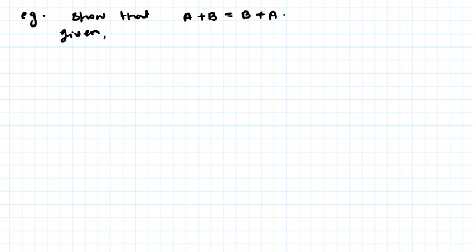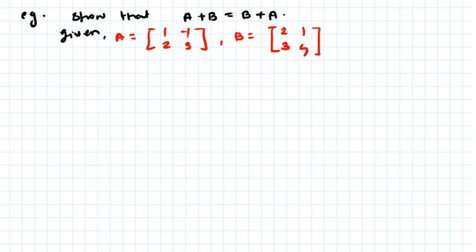We will see one example. Example: show that A plus B is equal to B plus A. Given the matrix A is, suppose, [1, minus 1; 2, 3], and matrix B is, suppose, [2, 1; 3, 4]. The question is to show A plus B is equal to B plus A. So the answer for this question, I'll write this as solution, to show that A plus B is equal to B plus A.